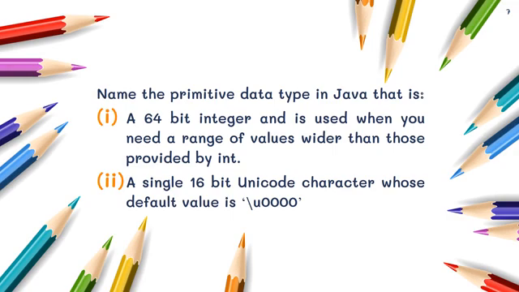Name the primitive data type in Java that is a 64-bit integer and is used when you need a range of values wider than those provided by int. That is long data type. Second question: a single 16-bit Unicode character whose default value is \u0000. That is character data type.